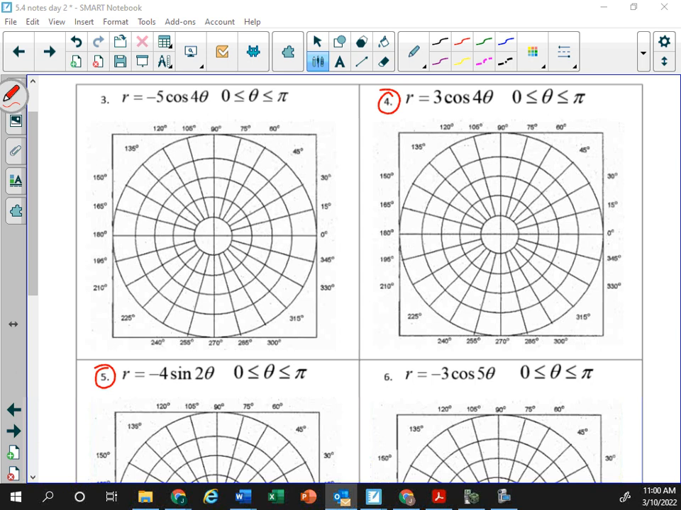So guys, on number 4, how many total petals should you end up with? Interesting votes. If we graphed the whole thing, it would have 8, right? Okay. 0 to pi is half of that. This is an even graph, even number of petals, so you just cut that in half. So you should have 4 total petals. You might have multiple half petals. That's okay. You can still have 4 total.